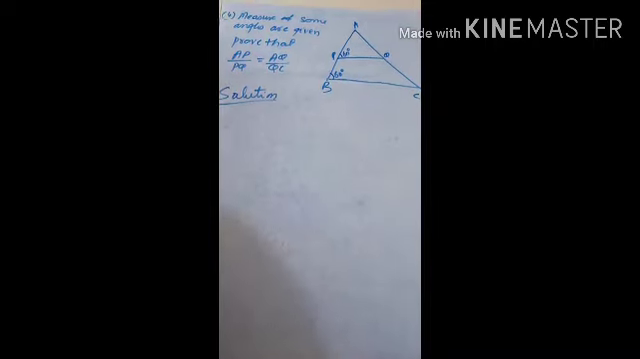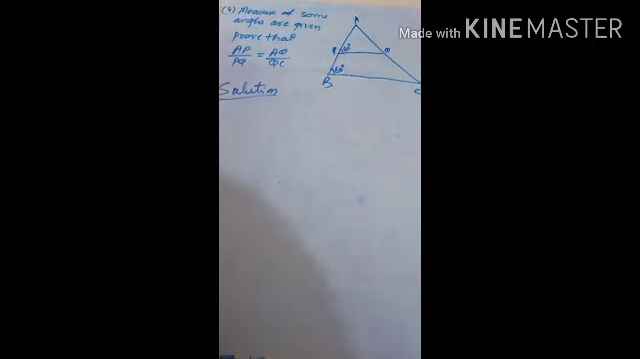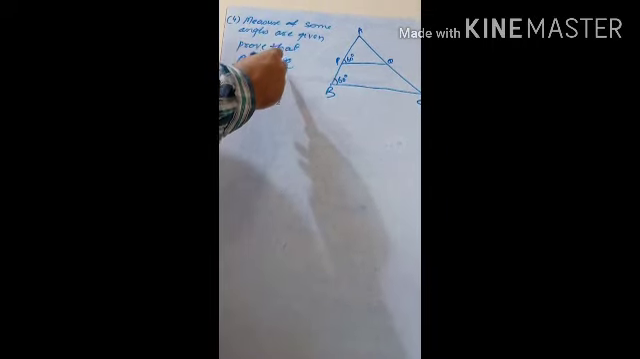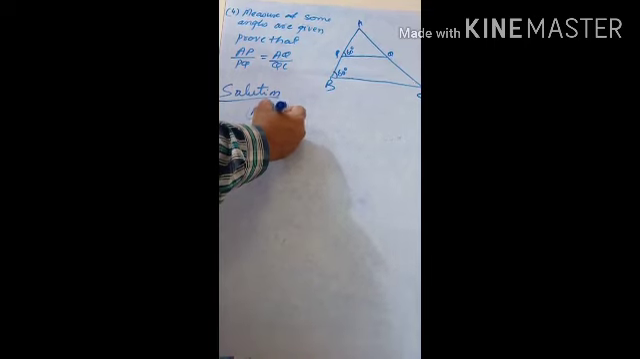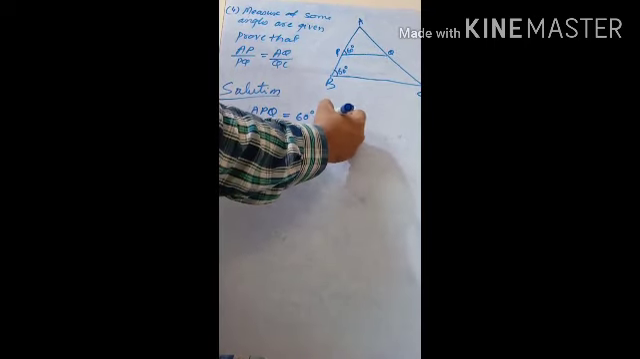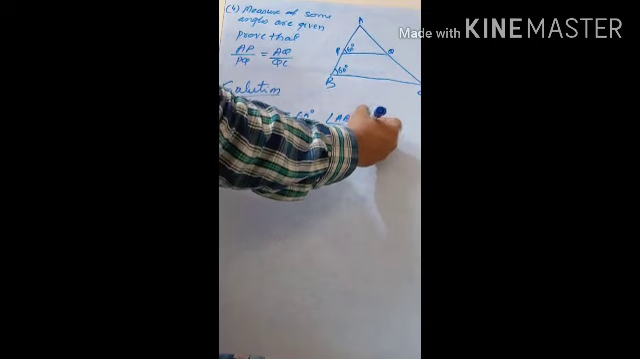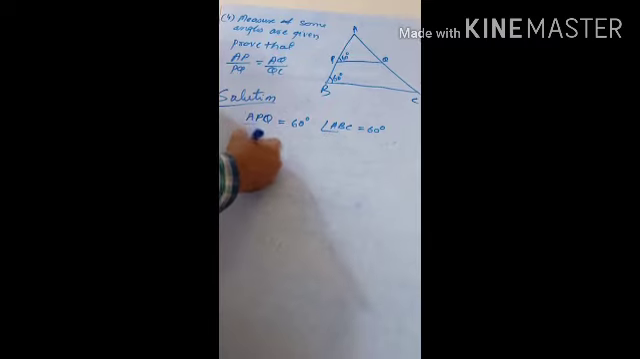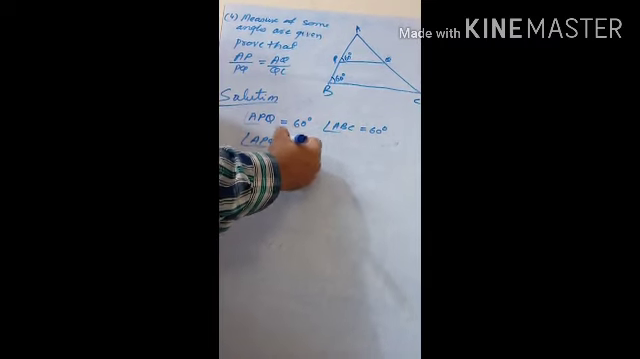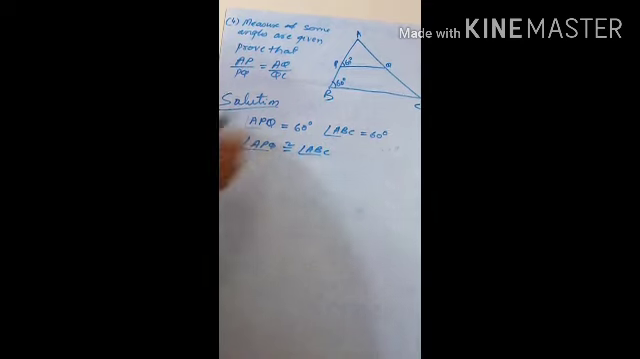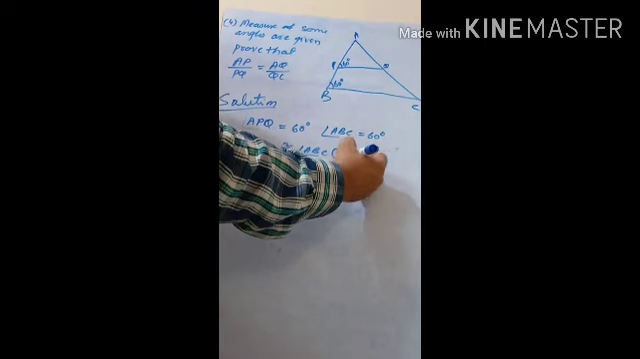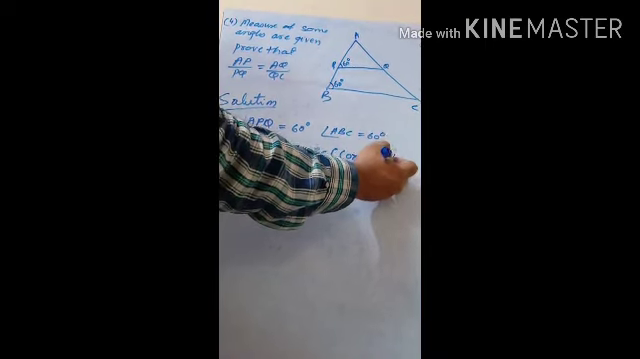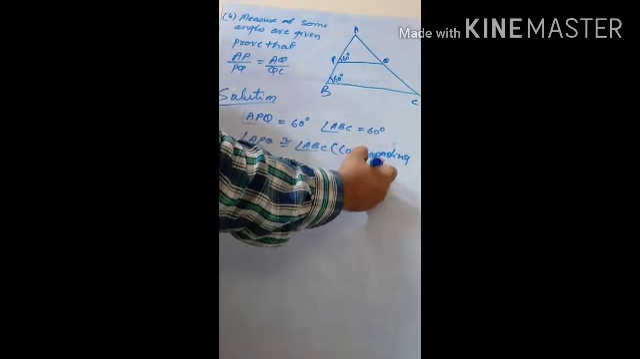So, question number 4. Measure of some angles are given. Prove that AP upon PQ is equal to AQ upon QC. They give angle APQ. Therefore, measure of angle APQ is equal to 60 degree. And measure of angle ABC is also 60 degree. Angle APQ is congruent to angle ABC. Both are 60 degree and both are corresponding angles.